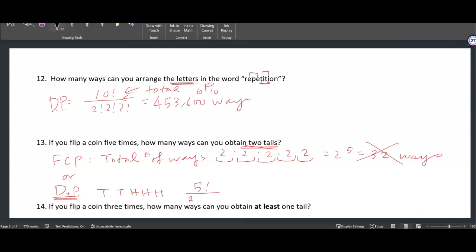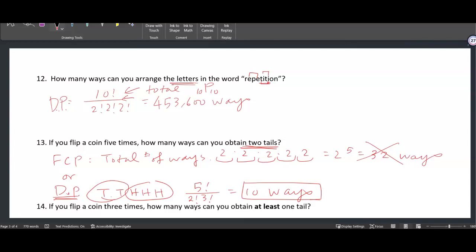The 2 tails are 2 factorial, since order doesn't matter. And then the 3 heads also have 3 factorial that we need to take away the ordering, right? So the 10 ways is specifically for the 2 tails, because they are not asking for the total. Okay, so the total is 32.